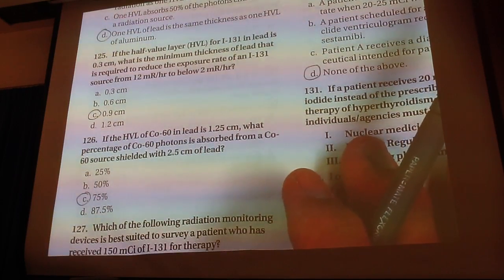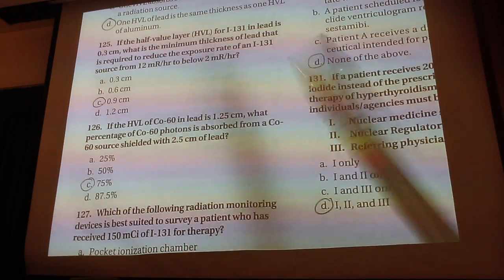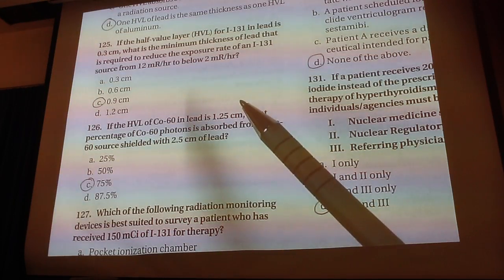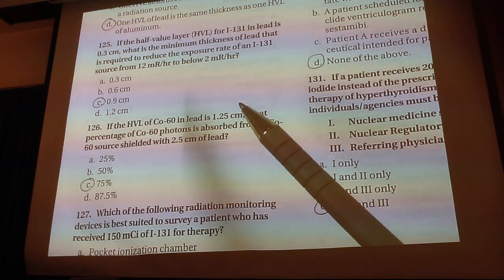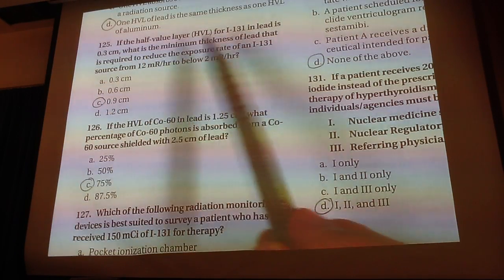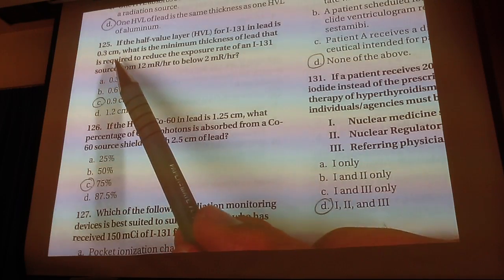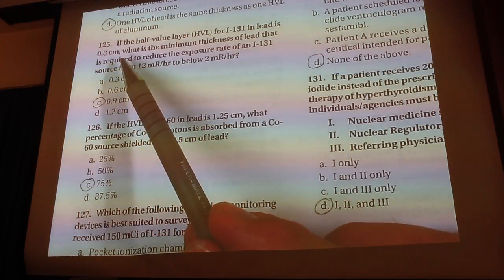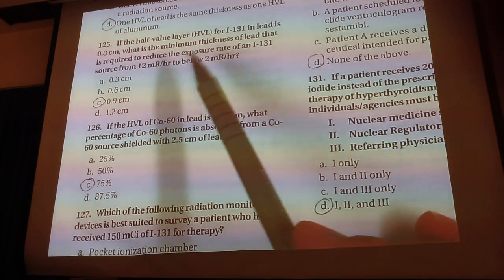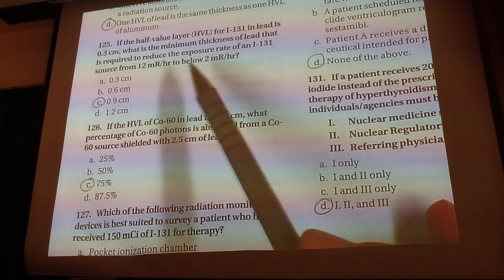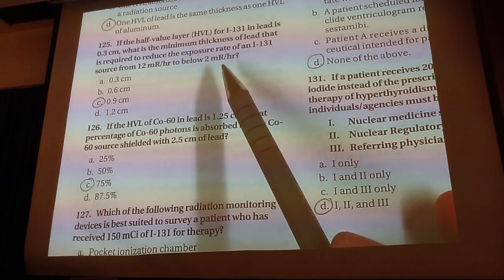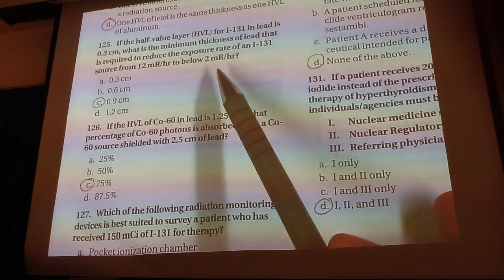Good question here. This is again what you're going to see. Fortunately for us, they don't expect us to know half value layers for certain energies of radiation. So they're going to give you questions something like this. The half value layer for lead is 0.3 centimeters, and that's about what it is. What is the minimum thickness of lead that is required to reduce the exposure from 12 mR to 2 mR? There's a couple of ways you can figure it.